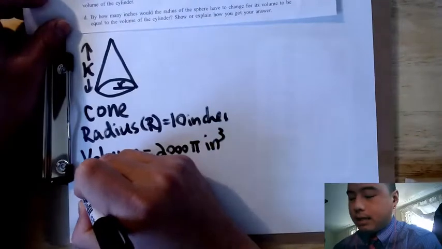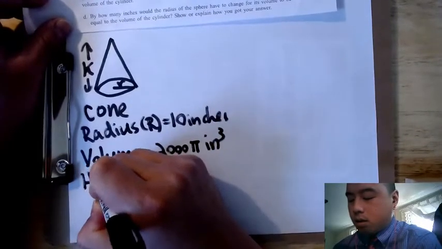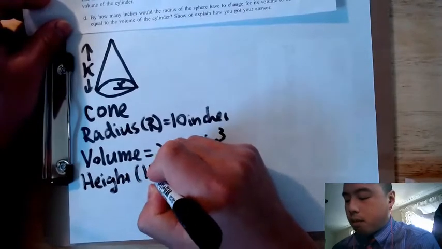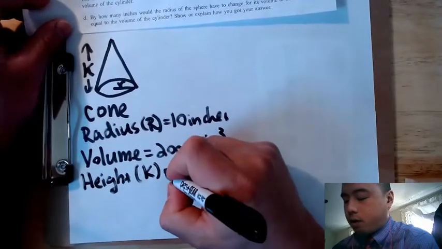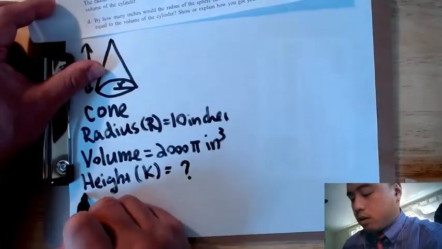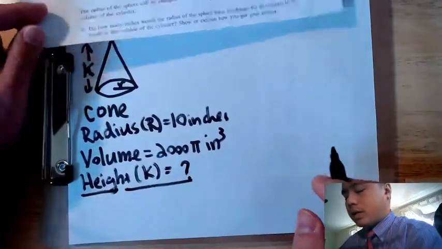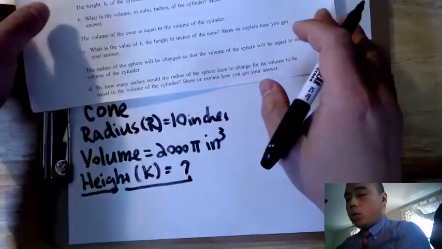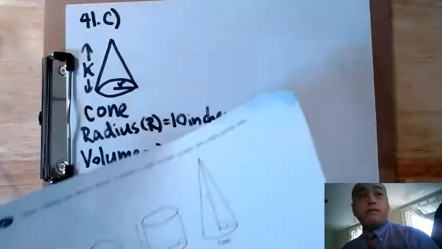And then we have the height. Notice I'm writing height, but the problem is giving us the variable K. We don't know it, and so we're solving for it. Let's just underline the height K we're looking for. All right. So that being said, I think we can get rid of the problem sheet.